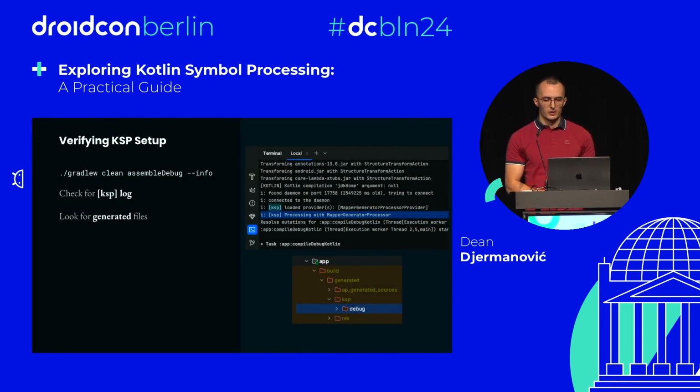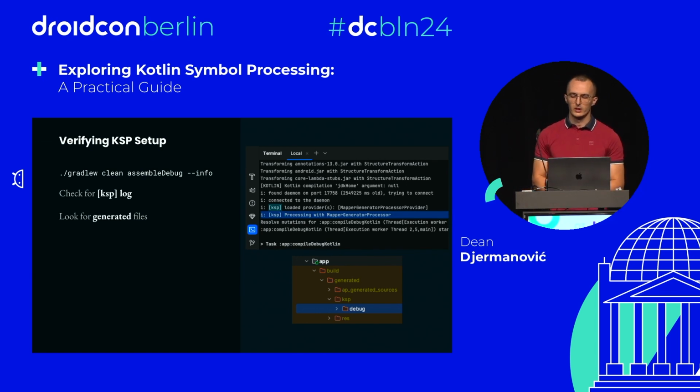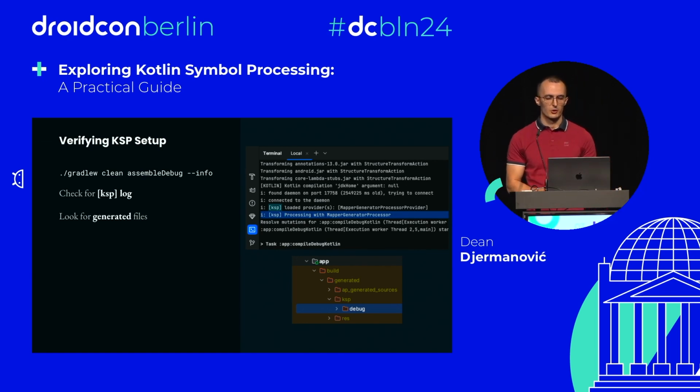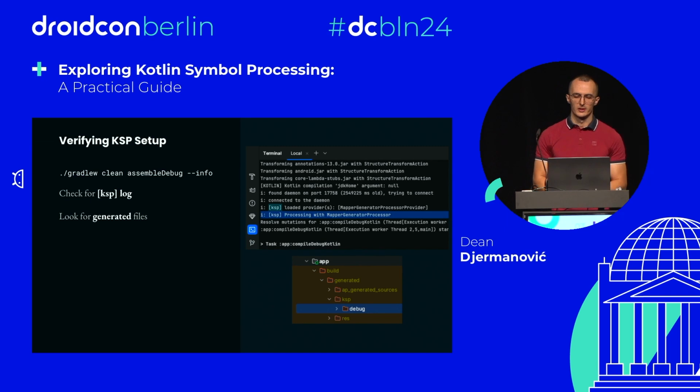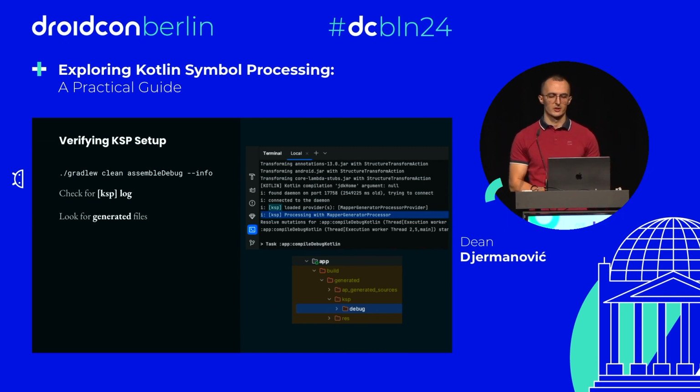So after we've defined our custom annotation, symbol processor provider, and symbol processor, we can verify our KSP setup to make sure everything works as expected. To do that, we can run this Gradle command. This command will clean build directory and it will assemble debug variant of our application. We also need to specify this info flag to make sure that the logs that we print from our symbol processor are visible in the console output.